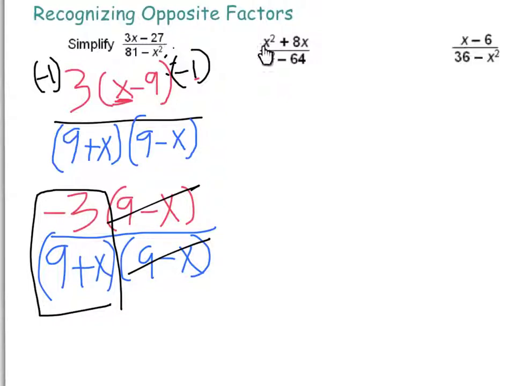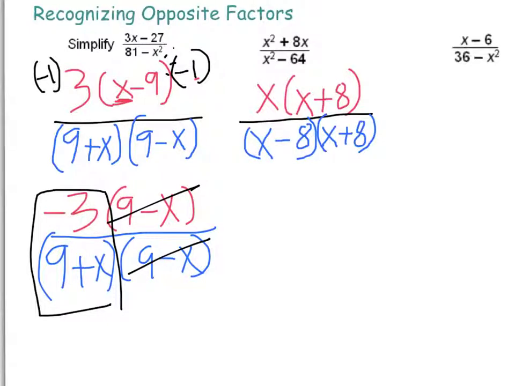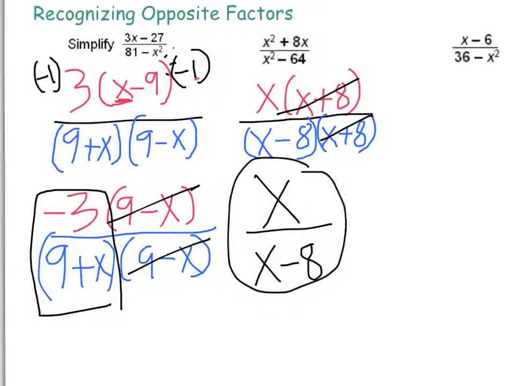Okay, let's factor this. The top you can divide by x, and the bottom you need to do difference of squares. On the top, I did take an x out, so now I ended up with x plus 8 inside. And here, the square root of x squared is x. The square root of 64 is 8. One is minus, one is plus. Hey, they match. That's great. I can cross them off. My answer is x on top of x minus 8. I'm good to go. It worked.